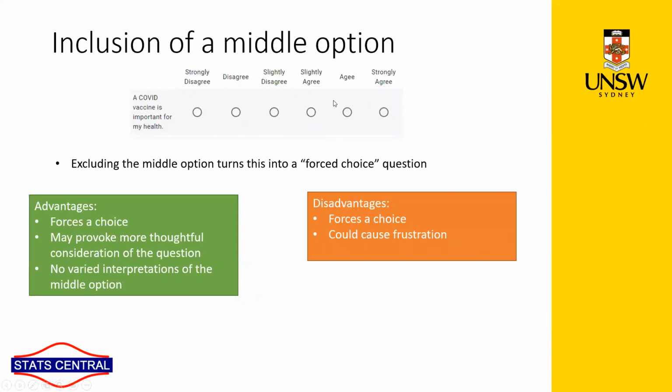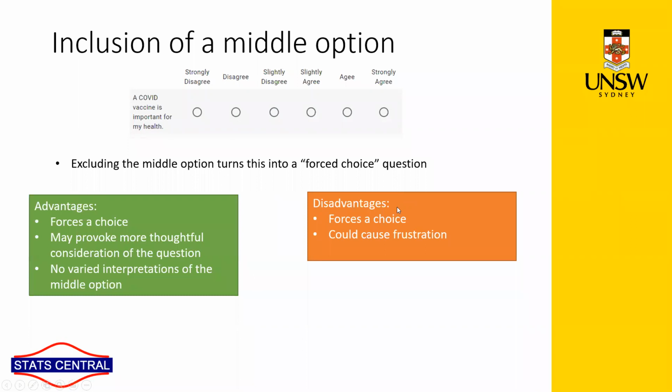If you were to remove it, so here now we have a 6-option Likert scale. You've now turned it into a forced choice question. And there are advantages to it. You're forcing people to be on a side here. And it may actually provoke more thoughtful consideration of the question. And then you avoid that situation where you have varied interpretations of that middle option.